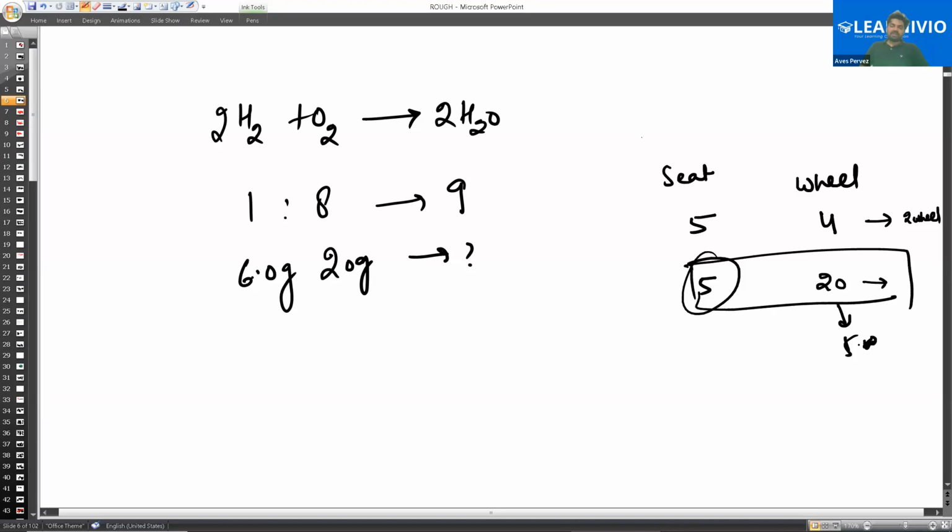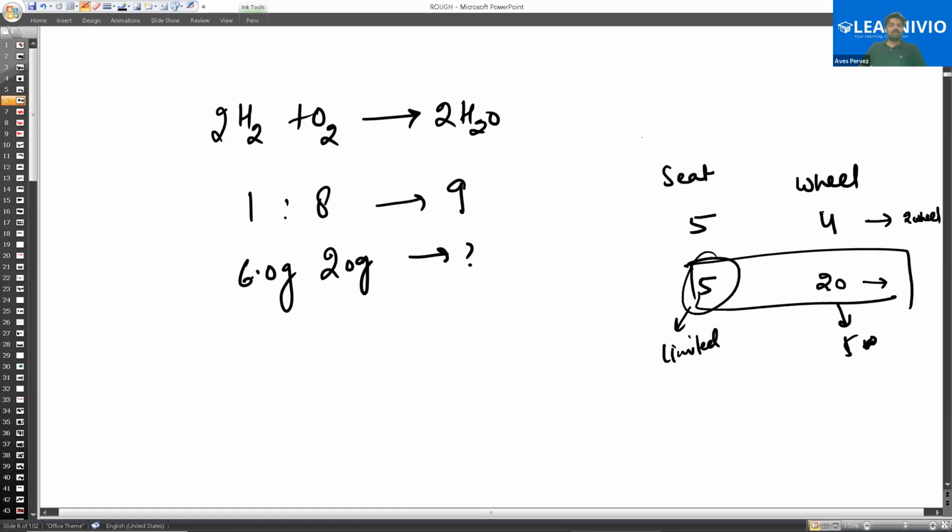Just concentrate here, everybody. The answer that you are getting here is based on the limiting reactant, the substance that gets consumed first. Your answer is according to that. Here the seats are consumed first. We have extra wheels, but limited seats, so this is in limited amount.